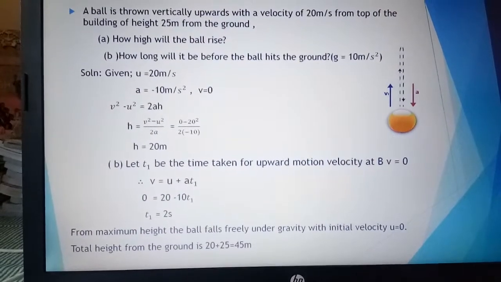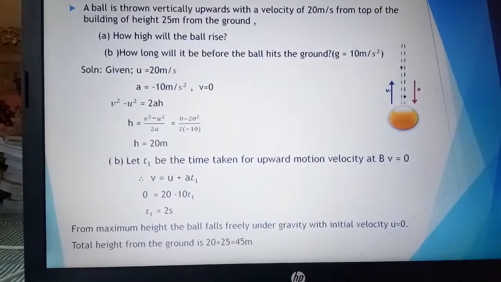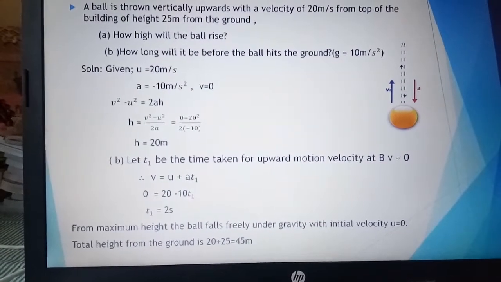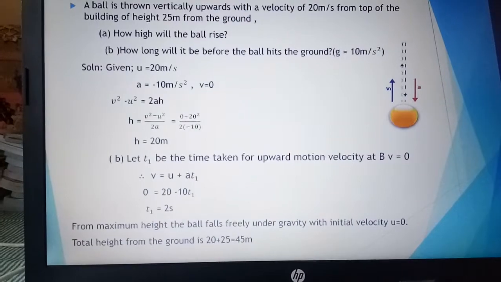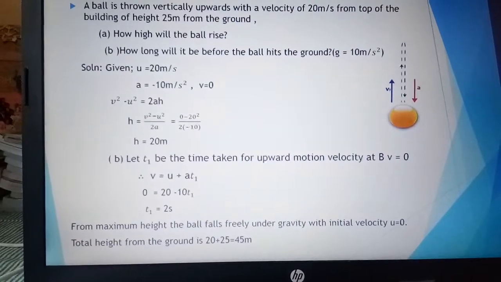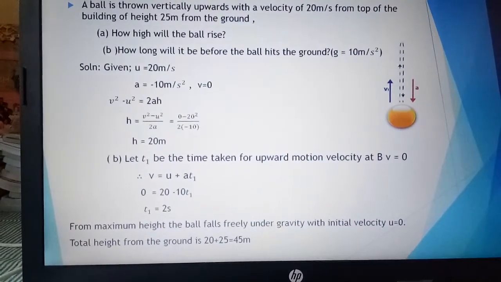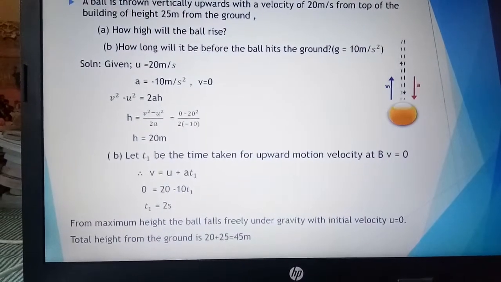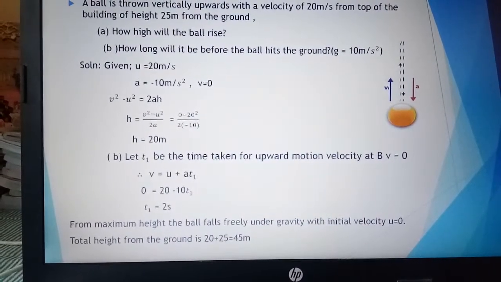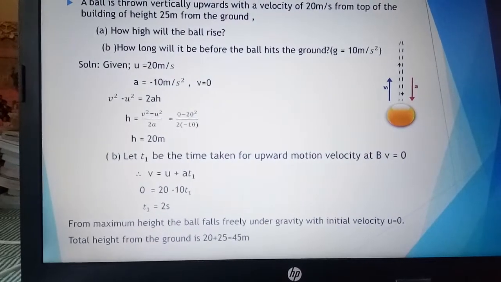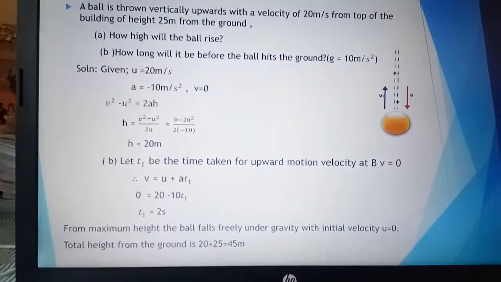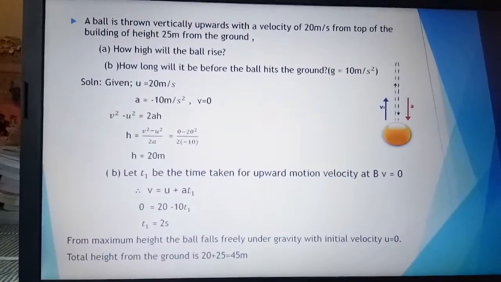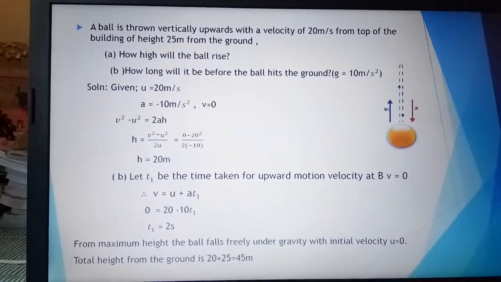So from the maximum height, the ball falls freely under gravity with initial velocity u equal to 0. We know total height from the ground is 20 plus 25, that is 45 meters. So what is the time taken to fall through a height of 45 meters? We have to calculate. Let us take that time as t2, that is time to fall back to the ground.